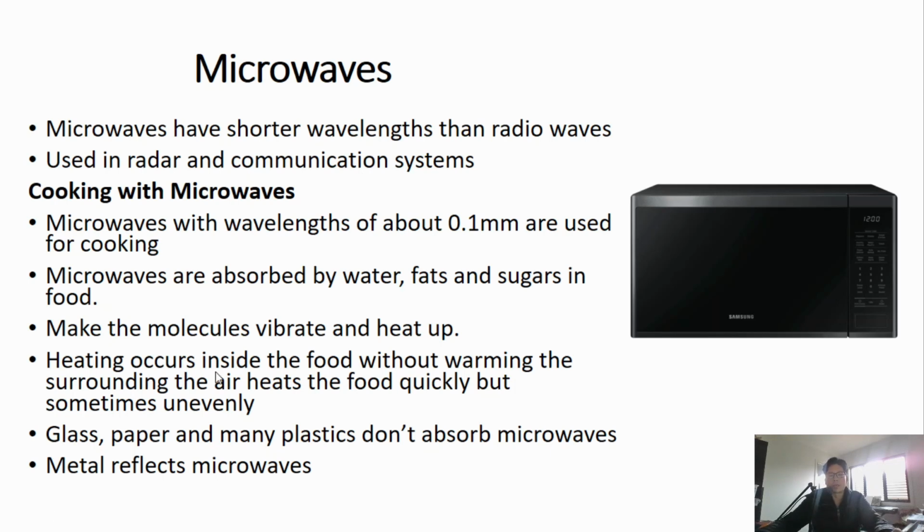When cooking with microwaves, the microwaves have wavelengths of about 0.1 millimeters, and this wavelength is used for cooking. Microwaves are absorbed by water, fat, and sugars in the food, which make the molecules vibrate and ultimately heat up. Heating occurs inside the food without warming the surrounding air, so the food heats quickly, but sometimes unevenly.